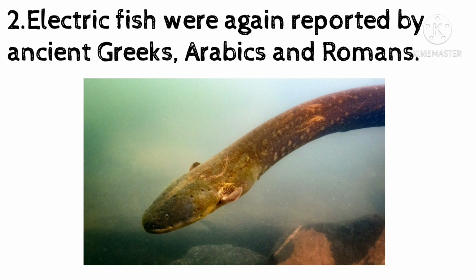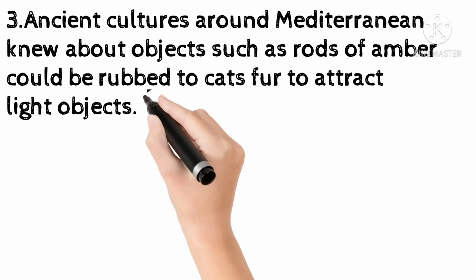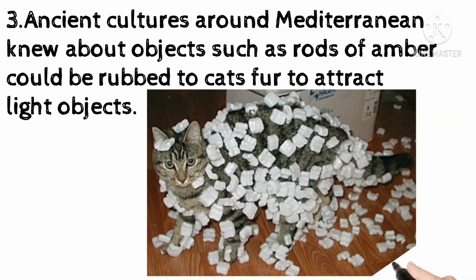After Egyptians, point number 3. Ancient cultures around the Mediterranean knew that objects such as rods of amber could be rubbed with a cat's fur to attract light objects. Cultures around the Mediterranean knew about some objects like rods of amber, which is obtained from trees, that could be rubbed with a cat's fur to attract light objects such as hair, paper, etc.